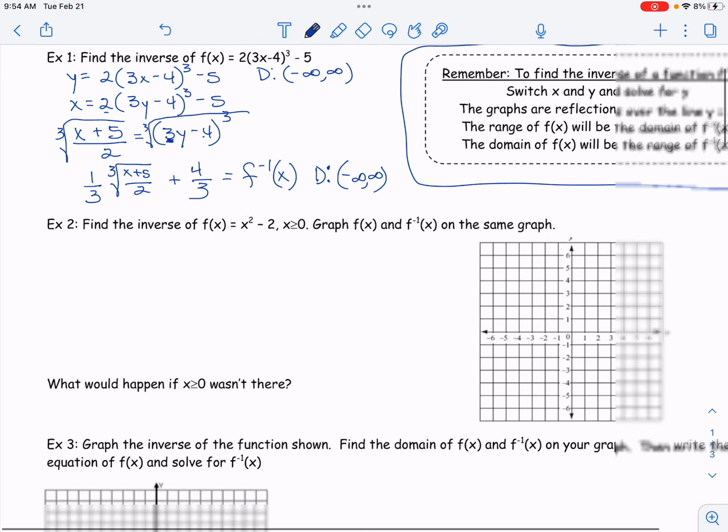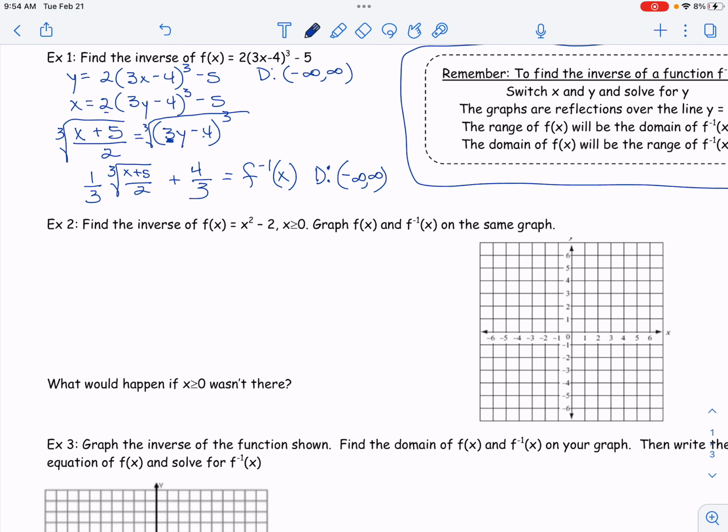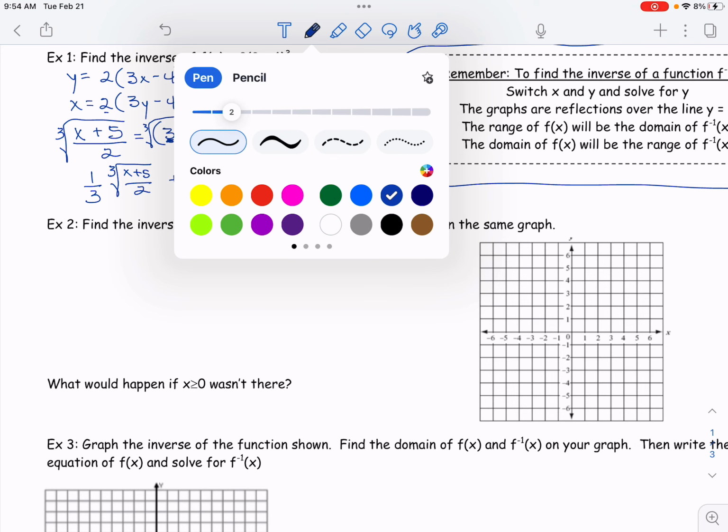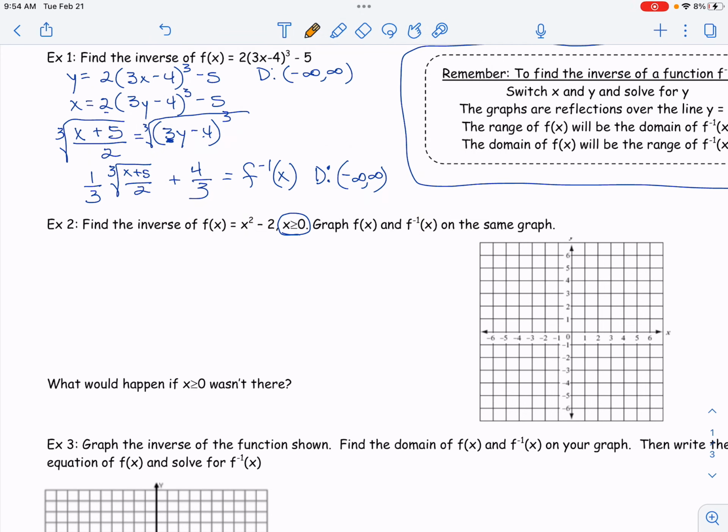Okay, so this next one says find the inverse of f of x equals x squared minus 2. And it's restricting your domain. The reason it's restricting the domain of the original is so that the inverse can also be a function. So when we graph this, it's a quadratic. Move down 2. So we're going to go over 1 and up 1, over 2 and up 4, because we're squaring. Then we're going to reflect it. This is what my original graph is going to look like.